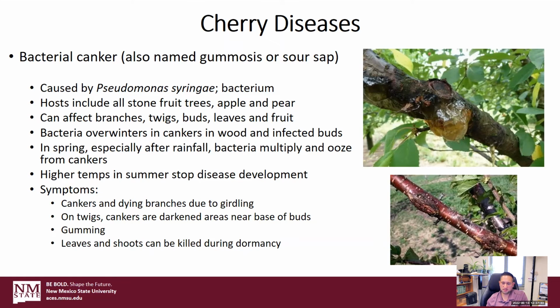Some of the symptoms, as I mentioned, cankers and dying branches due to the girdling. So if you see this type of canker here, it's just limiting water and nutrients above. So you're going to start to see some dieback above those cankers. On twigs, again, those cankers are areas near the base of the buds. You can see gumming, and then leaves and shoots can be killed during dormancy.